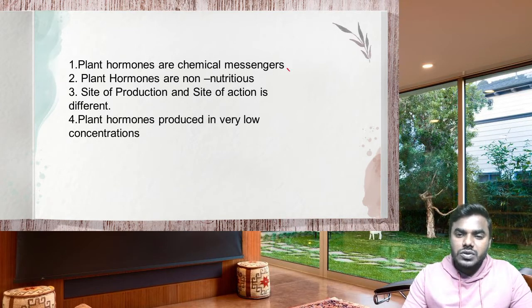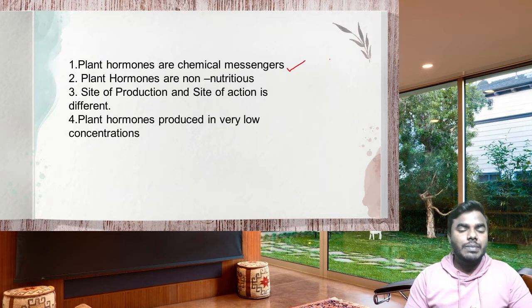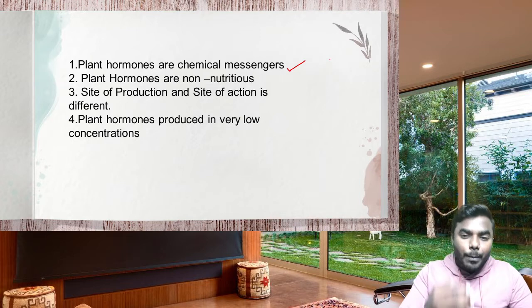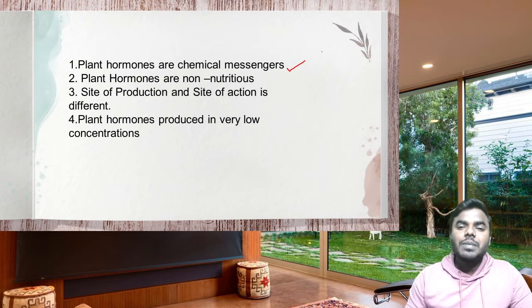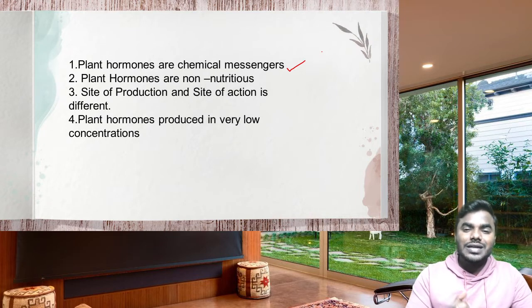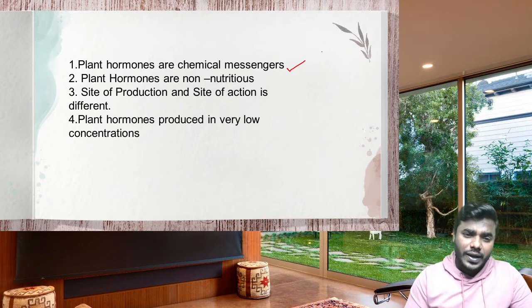Friends, plant hormones are chemical messengers. What do you mean by that? They act like a chemical messenger. They are involved in passing the signal from one area to another area. That's why we call plant hormones chemical messengers. Plant hormones also play a crucial role in the signal transduction pathway, carrying the signal from one place all the way to the nucleus level, to be specific. And plant hormones do not have a nutritious value, that's why we call plant hormones non-nutritious.